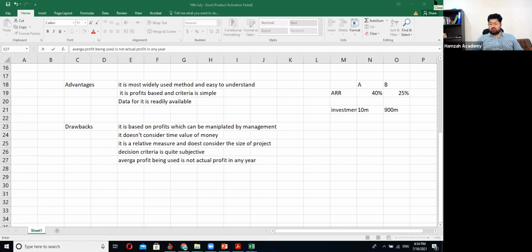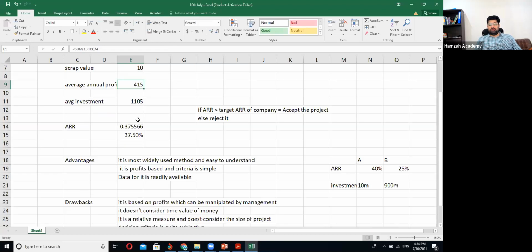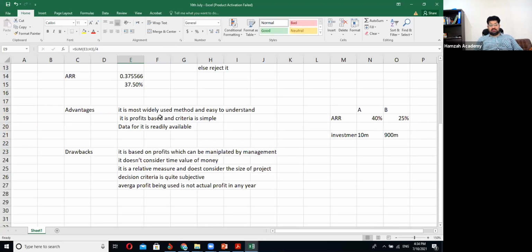Average profit being used is not actual profit in any year. Now you see here, what is the average profit we used here? It is not actual profit in any year, which we are using in the formula. It has a drawback.